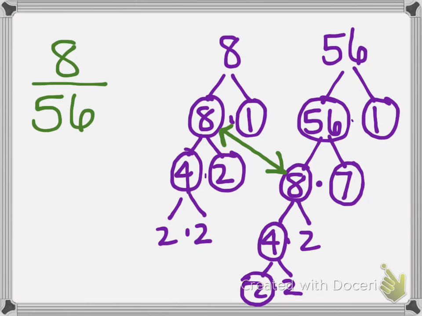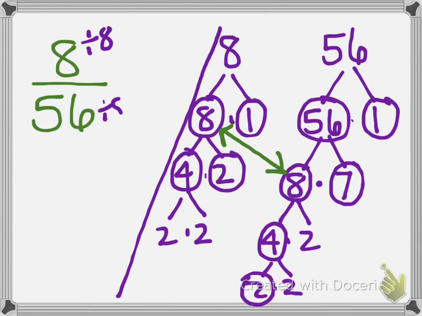So what I'm going to do over here, I'm going to change back to purple. Draw a nice little line here to keep it separate. I need to divide both top and bottom by our greatest common factor, which is 8. 8 divided by 8 is 1. 56 divided by 8 is 7. So we've just reduced 8/56 to 1/7.